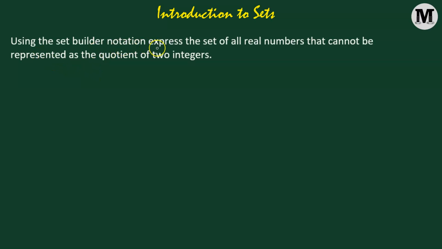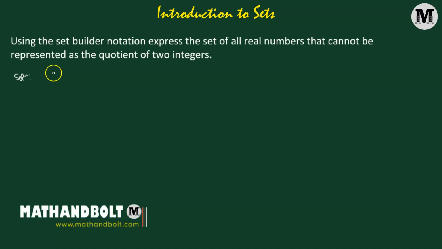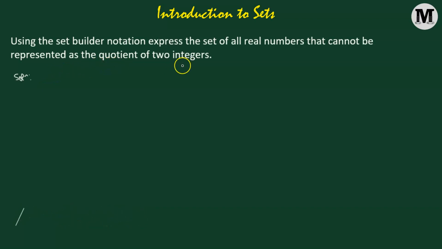Using the set builder notation, express the set of all real numbers that cannot be represented as the quotient of two integers. Let us begin. Now, let's try to understand what it means when we say that we have a number that is the quotient of two integers. Any number that is the quotient of two integers, let's say p over q. So p and q are both integers.